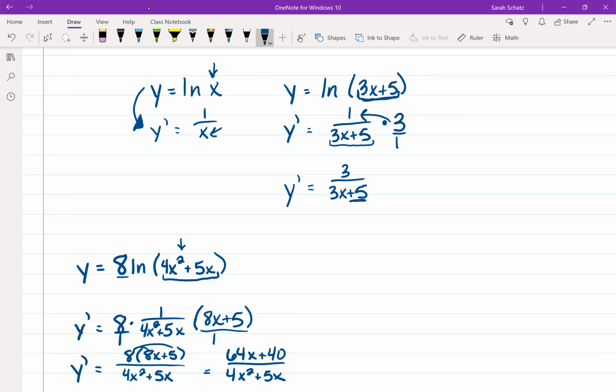Okay, so let's see. You guys, there's no canceling to be done on this one either. So you can't take these two terms and act like they're alone and do some reducing. Same with the 40 and the 5. You can't do it, you guys, so just leave it as is.